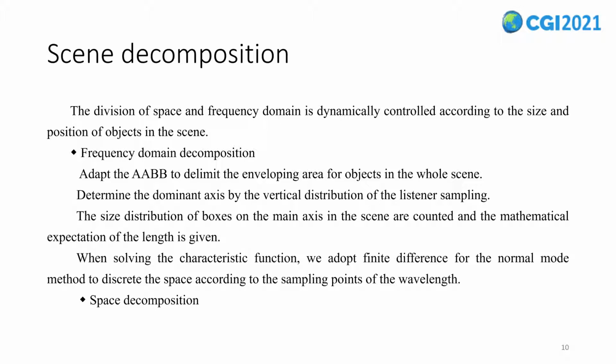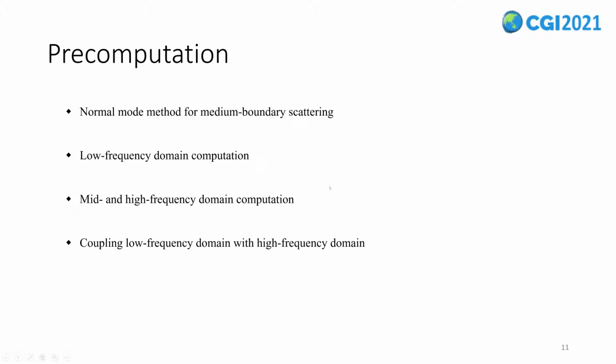When solving the characteristic function, we adopt finite difference for the normal mode method to discrete the space according to the sampling point of the wavelength. Space decomposition. In pre-processing, the scene is decomposed into different computational regions. In this paper, the low-frequency domain is calculated according to different scattering regions, while the high-frequency domain is computed by an improved ray tracing method.